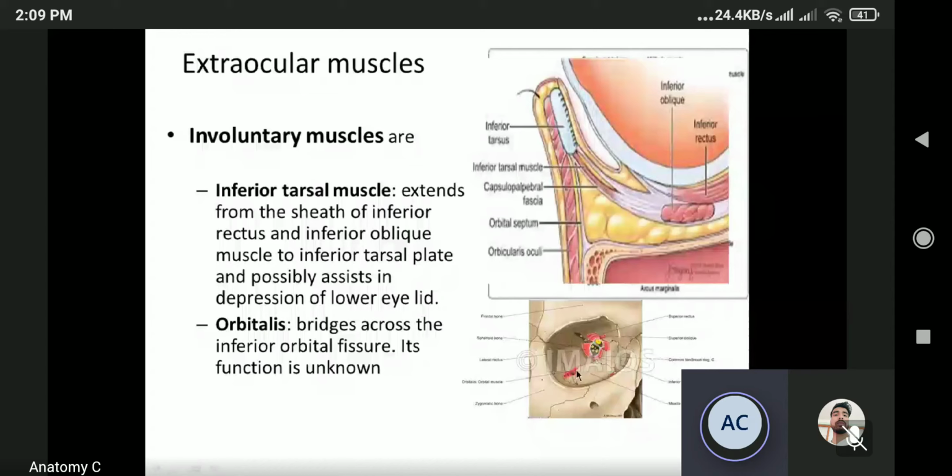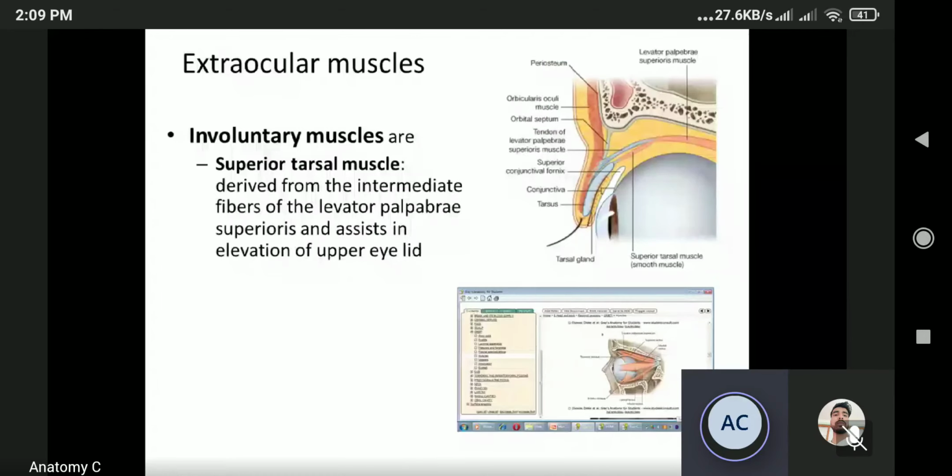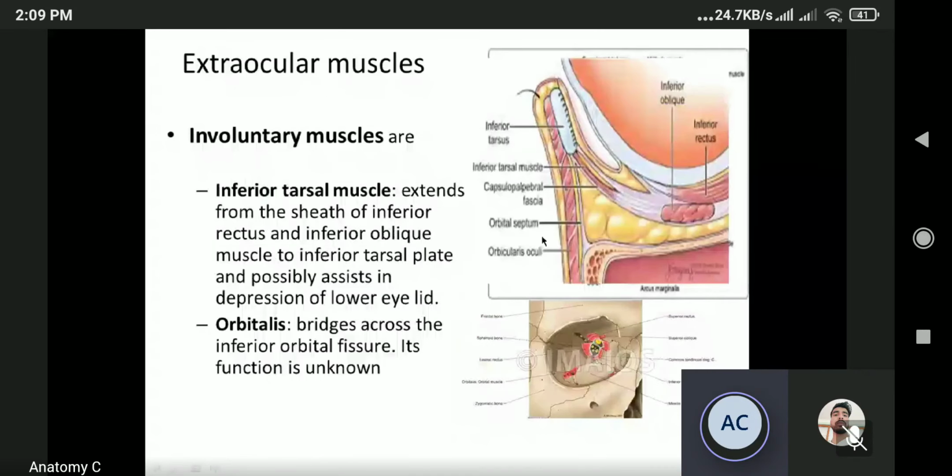Now we'll talk about the orbitalis. The orbitalis is a small one. Look at here. It bridges across the inferior orbital fissure, and its function is unknown. I'm giving out the superior tarsal and inferior tarsal. Remember, superior tarsal comes from the levator palpebrae superioris, whereas inferior tarsal comes from the inferior rectus and inferior oblique. And orbitalis bridges across the orbital fissure.